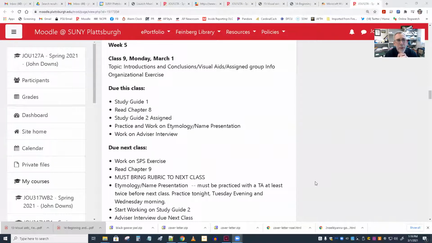Assigned group info organizational exercise. No, that shouldn't be there. Ignore that as far as the topic. There's a number of different topics though. And today, study guide 1 is due.